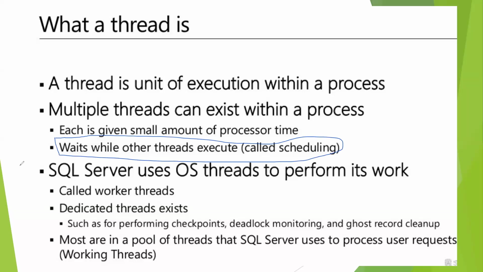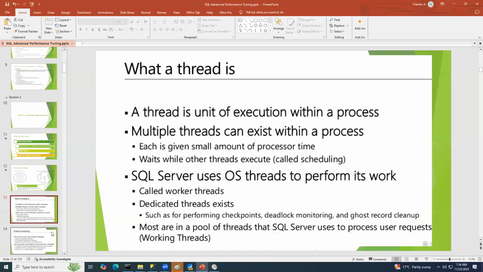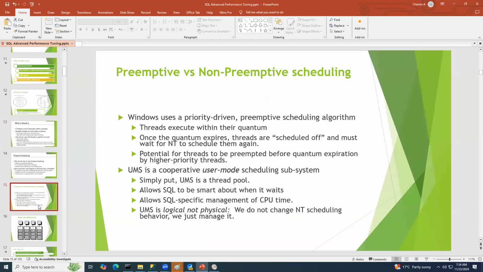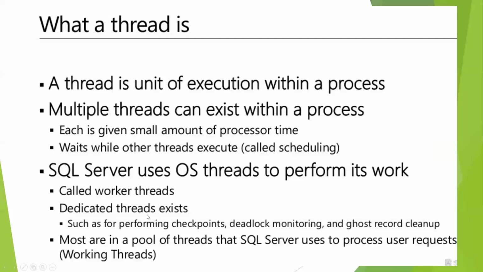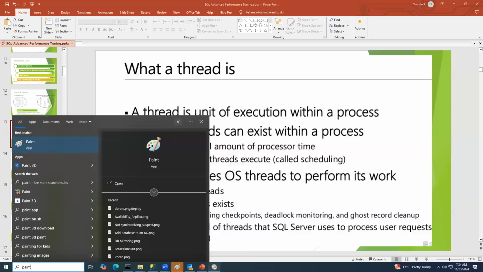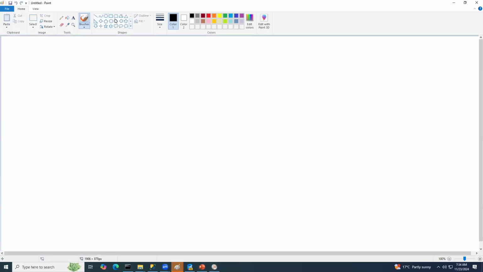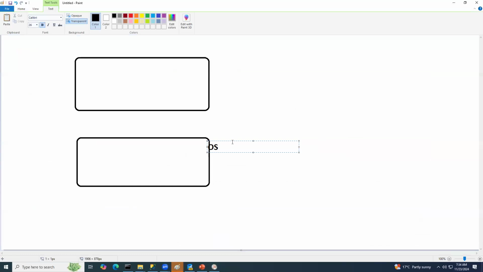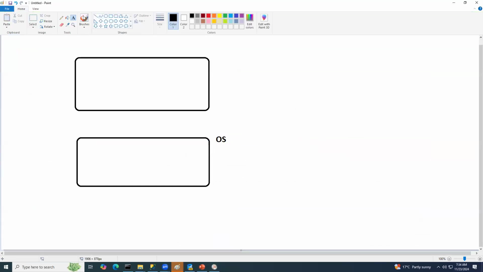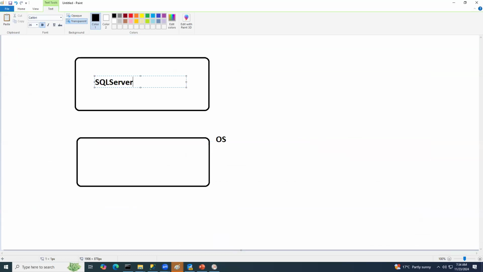Now, SQL Server uses OS threads to perform its work. So what does it mean? We will talk about that in a second. Let's say this is your SQL layer. This is your Windows layer, or your operating system. So this is your SQL Server.exe process.